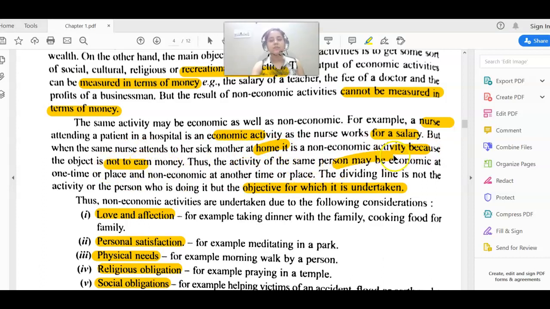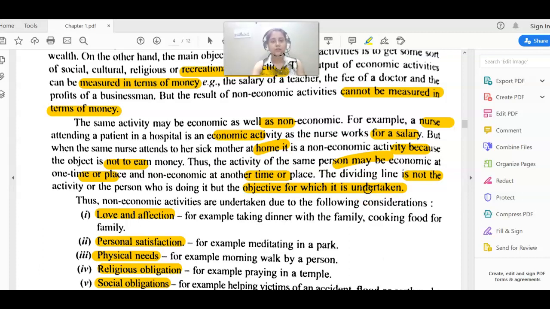Thus, the activity of the same person may be economic at one time or place and non-economic at another time or place. The dividing line is not the activity of the person who is doing it, but the objective for which it is undertaken. So there can be two aspects of this question. They can give you this nurse example and ask you to explain. They can write a line that the same activity cannot be economic as well as non-economic. You can explain. They can also give you a question in this form: in doing any activity, the objective for which it is undertaken is important. Explain. Then you have to explain the objective of doing an economic activity and a non-economic activity.